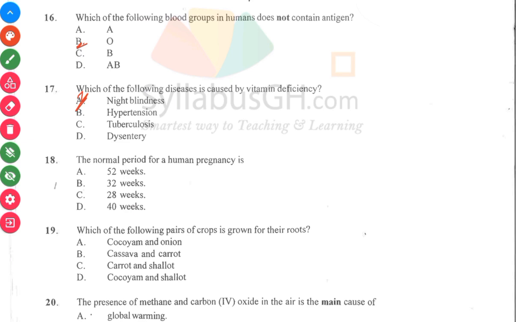Question number 18. The normal period for human pregnancy is 52 weeks, 32 weeks, 28 weeks, 40 weeks. The answer is D, 40 weeks.